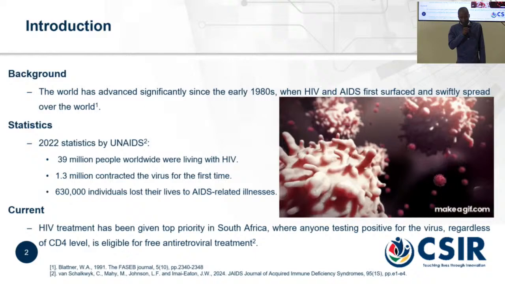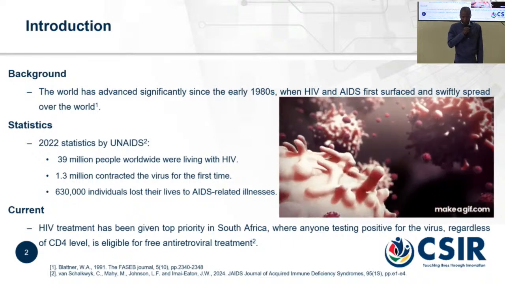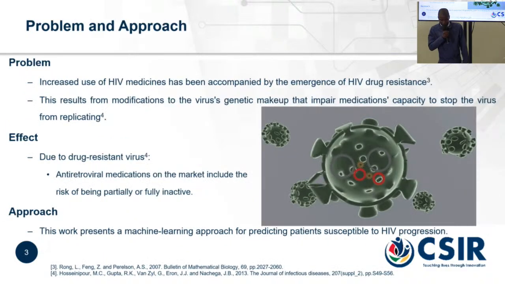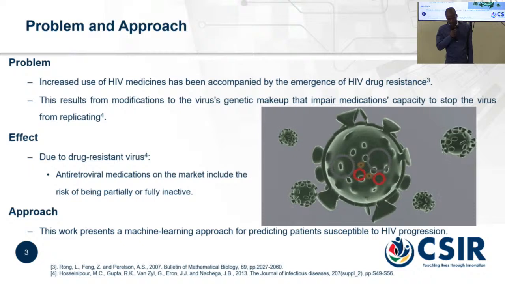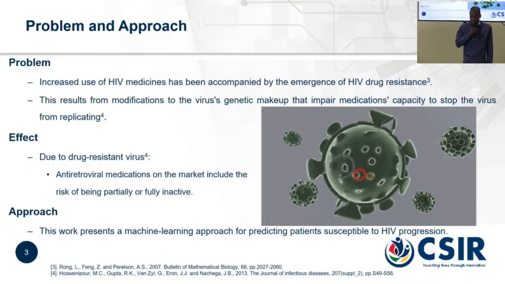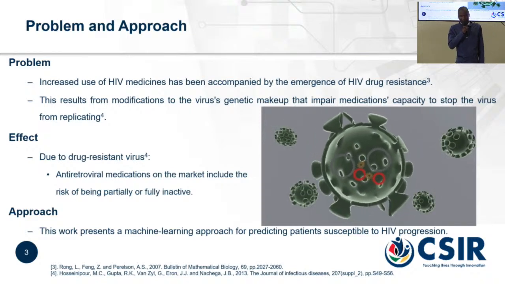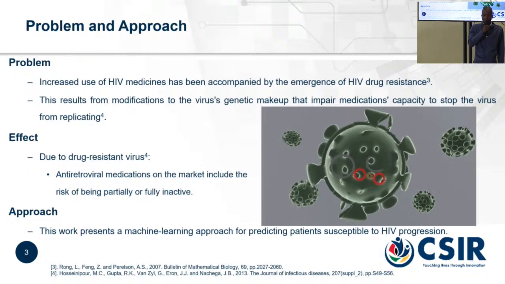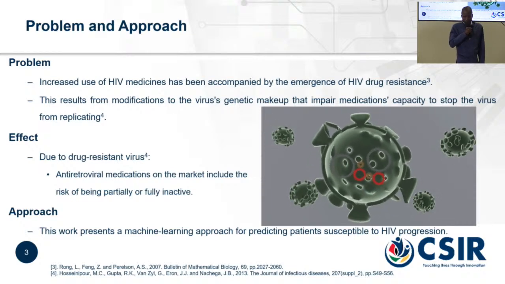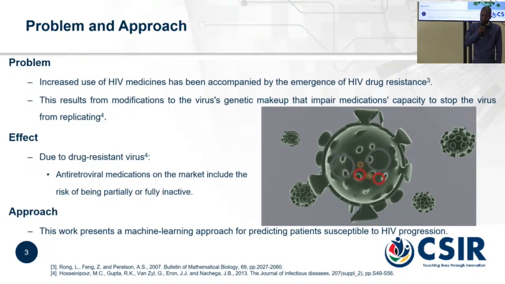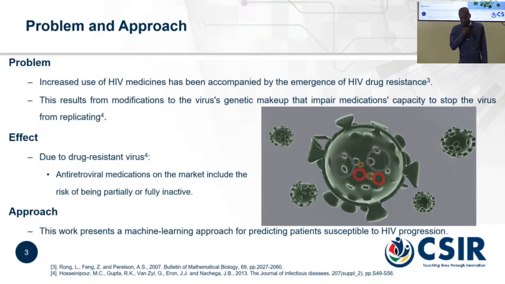Now, in South Africa, anyone who tests positive for this virus has the advantage of going for antiretrovirals, which are free. Because of that, we have increased use of these ARVs. As a result, this is accompanied by the emergence of HIV drug resistance, which causes the virus to change its signatures. In other words, the genetic makeup of the virus changes, resulting in some available ARVs not being able to prevent the disease. So due to this drug-resistant virus, the antiretrovirals on the market face the challenge of being partially or fully inactive.